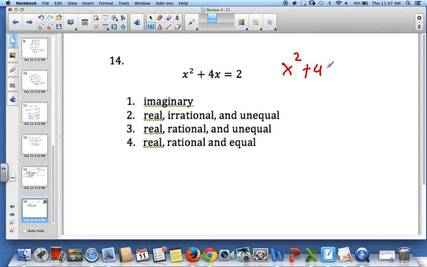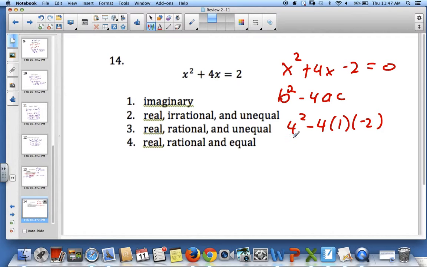x squared plus 4x minus 2 equals 0. And so now to solve this one, I'm going to say b squared minus 4ac is going to be 4 squared minus 4 times 1 times negative 2. And when I plug that in the calculator, it's going to be 16 minus a negative, 16 plus 8, which is 24. So 24 is a positive number, but it's not a perfect square.